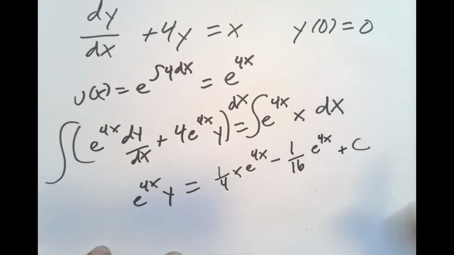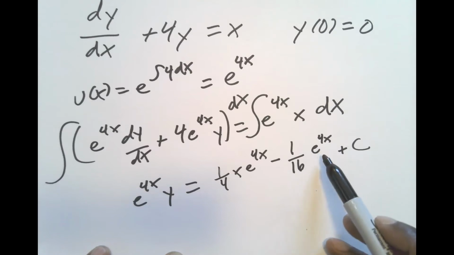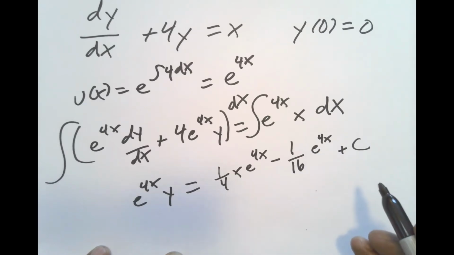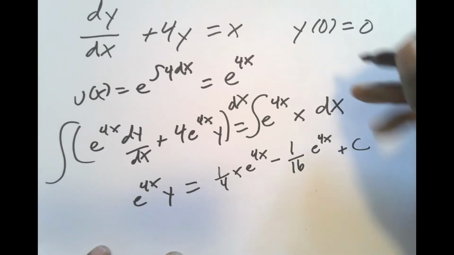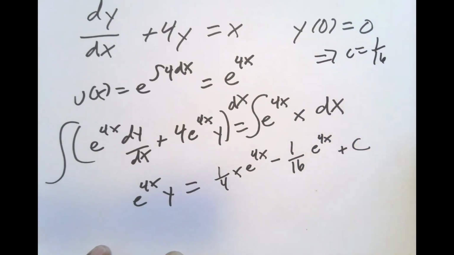I'm going to plug in 0 for x and 0 for y. 0 for every x, 0 for every y. This would be 0. This would be 0. This would be negative 1 over 16. So that means c is going to equal positive 1 over 16. So this implies that c equals 1 over 16.